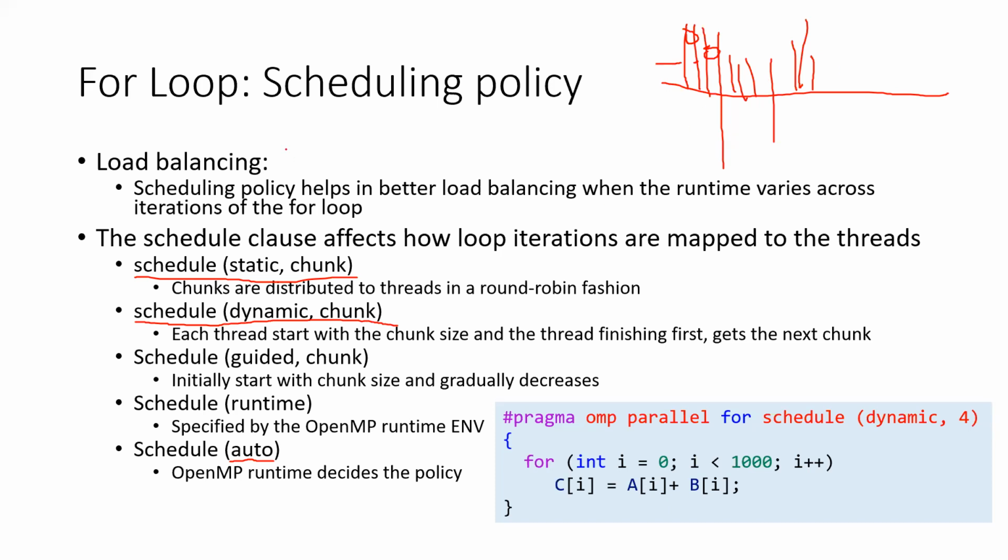These are different load balancing strategies using thread scheduling. And the syntax for this is something like this: OMP parallel for schedule dynamic, where you want to bind 4 iterations together. So this is an important concept in parallel for. Any questions on this?